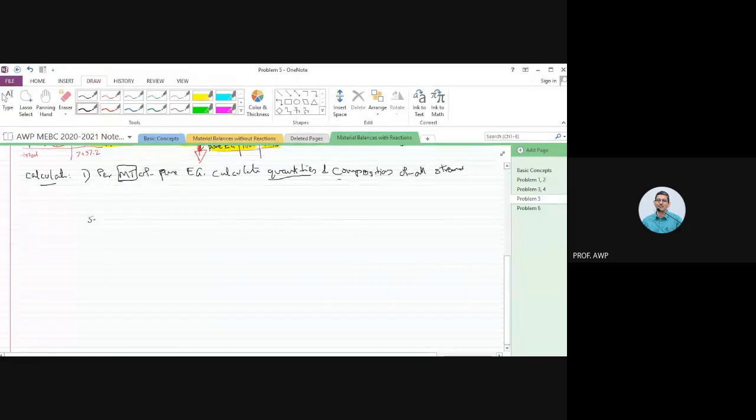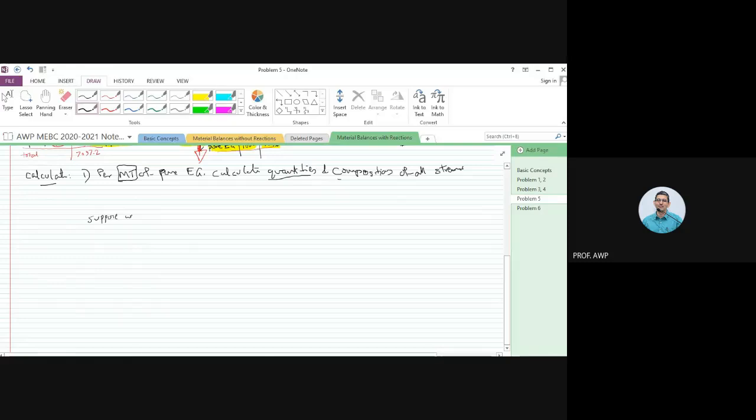Suppose we feed X kilomoles of ethylene, not ethylene oxide, X kilomoles of ethylene to the reactor. Ethylene oxide is produced, conversion is 10%. So the total amount of ethylene that reacts would be X multiplied by 0.1.